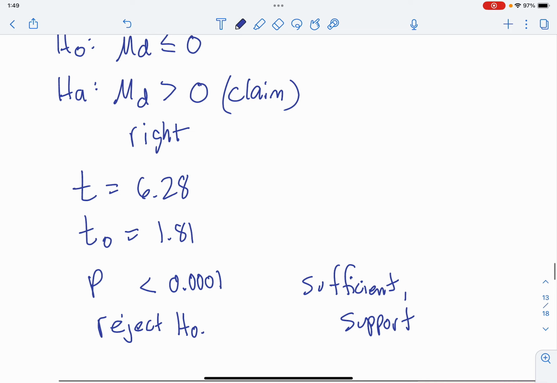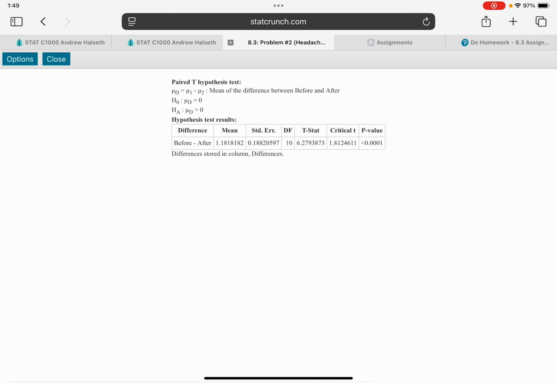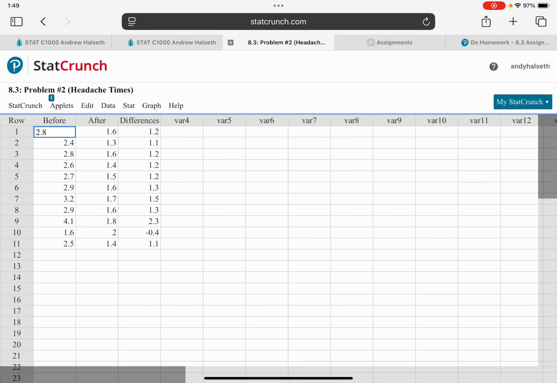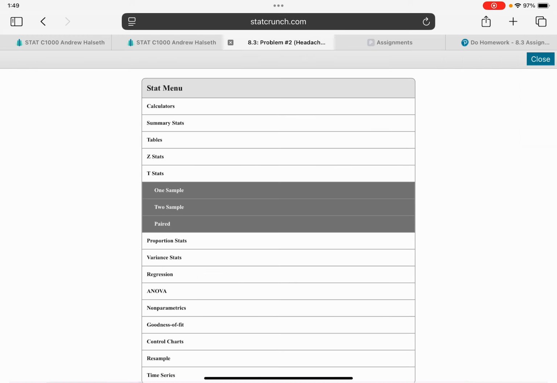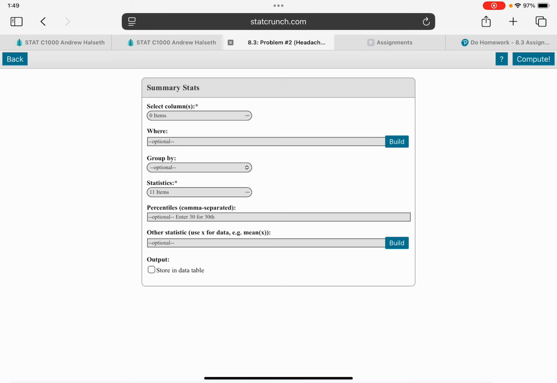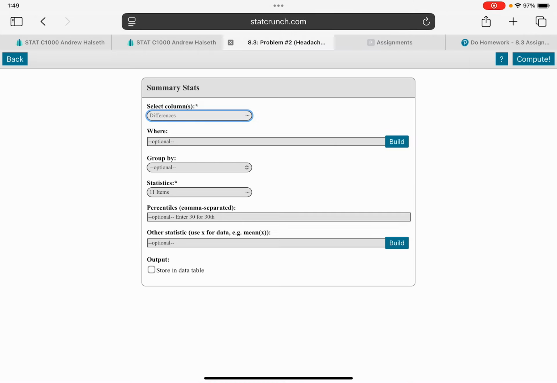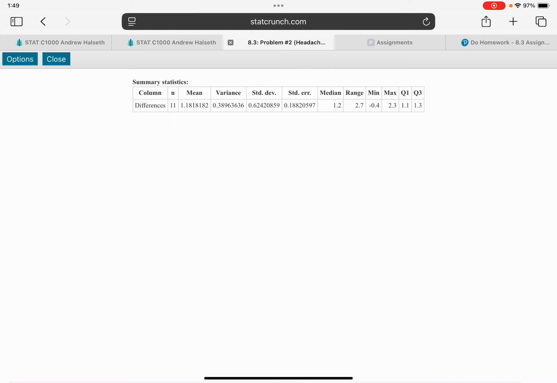That's it. Now notice again, the only things that are missing are the D bar and the S sub D, and my lab will ask you for those. So you can go back to StatCrunch to get them. Just go close that out. You got your difference column now that appeared because you clicked that box. And now it's stat, summary stat, column, select your differences column, and then that's all you gotta do, compute.